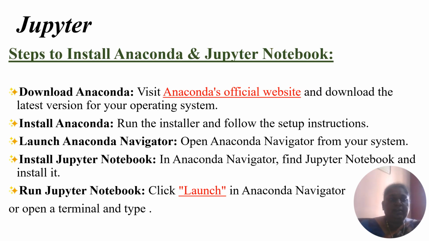First, Jupyter Notebook. The steps to install Anaconda and Jupyter Notebook are these 5 steps you have to do. Download Anaconda from the official website and download the latest version for your operating system. Install Anaconda, run the installer and follow the step-by-step instructions. Launch Anaconda Navigator, open Anaconda Navigator from your system. Install Jupyter Notebook in Anaconda Navigator. Find Jupyter Notebook and install it. Run Jupyter Notebook, click Launch in the Anaconda Navigator or open a terminal and type it.